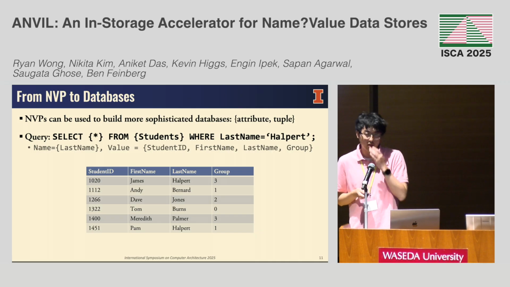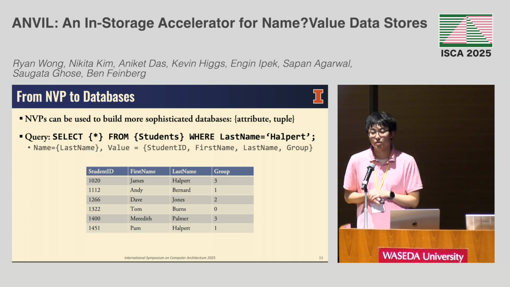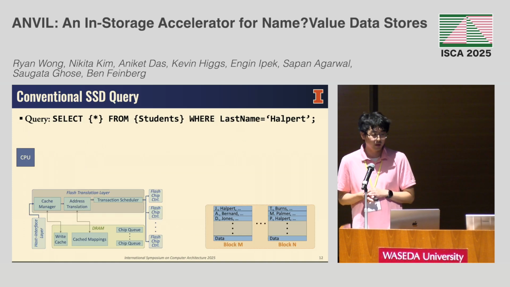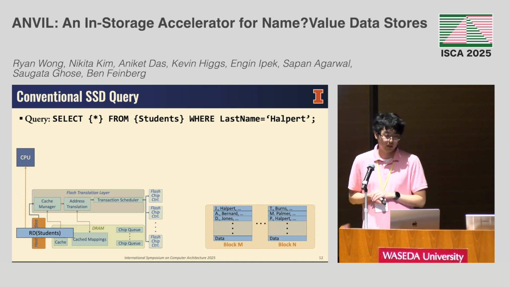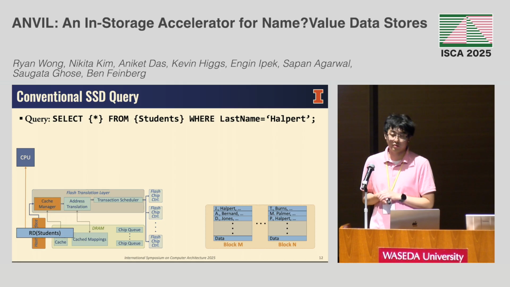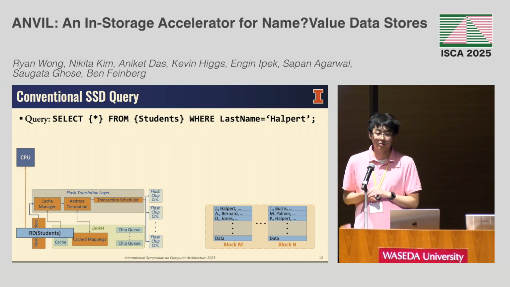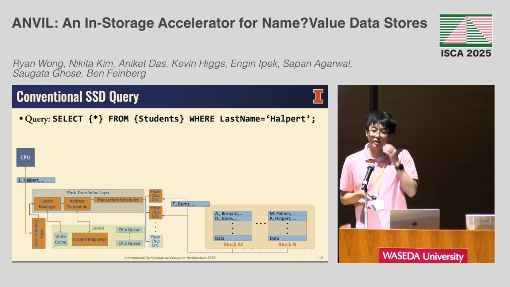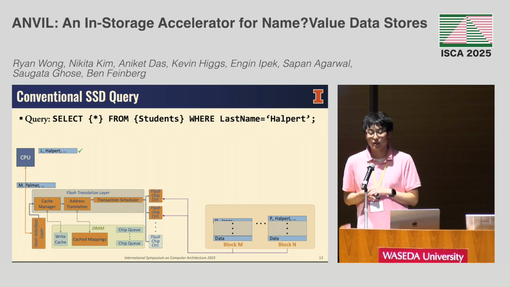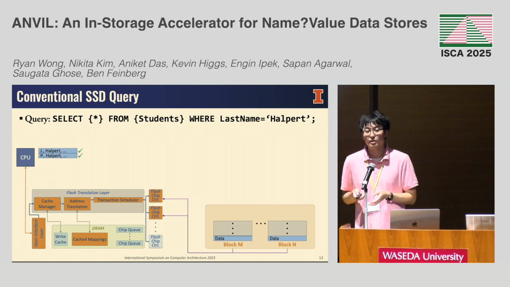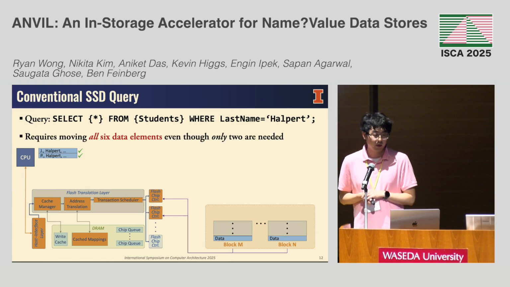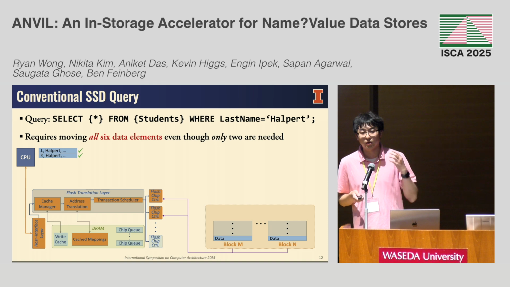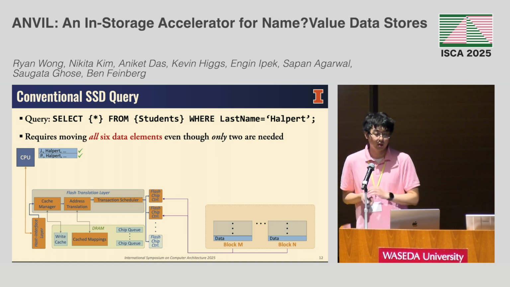Let's take a look at how this query would progress on a conventional SSD. The host will send a read request to the SSD, which will progress through a series of address translations, and then the FTL will issue read requests to the backend NAND flash. The SSD will then retrieve these data elements and return them to the host, which will identify which NVPs we were actually interested in. Notably, in this case, it required moving all six data elements to the host, even though only 2 were requested.